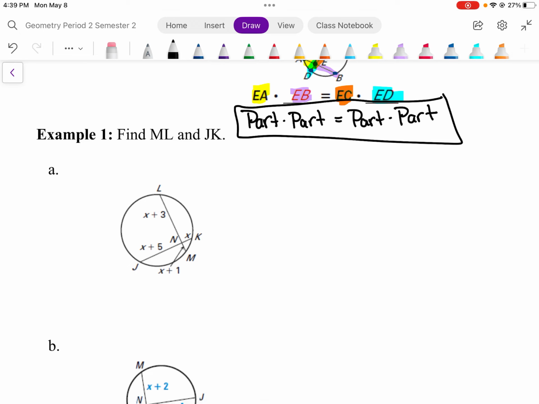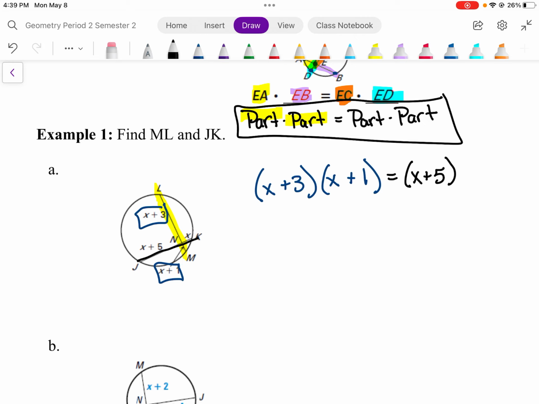So if we look at our first example, the two parts that are on the same side come from the same chord. So if we look at one of our chords, LM, one part is x plus 3 and the second part is x plus 1. So we're going to multiply those together. Because they have more than one term, we're going to put them in parentheses. And then our second chord, JK, is split up into two parts that we're also going to multiply together.